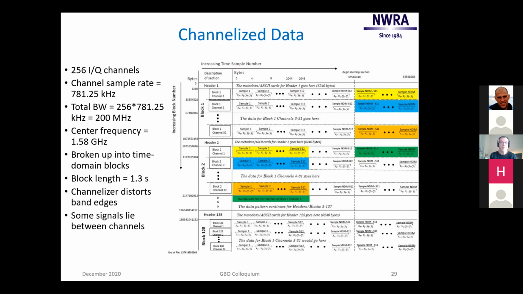It's broken up into these time domain blocks. So we have channels and blocks. And the block length is about a second or 1.3 seconds. And the channelization that leads to these 256 channels over the 200 megahertz has significant roll-offs on the edges of the band. So any signals that happen to be lying on a channel boundary get distorted.